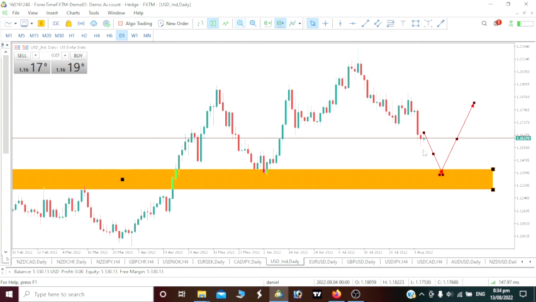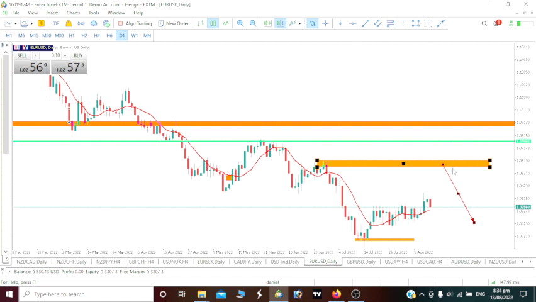So very likely we would see our USD index drop to this level again, which means our USD index would be falling, a bearish move. Then our Euro USD would still be going bullish for this week. So that is the analysis.